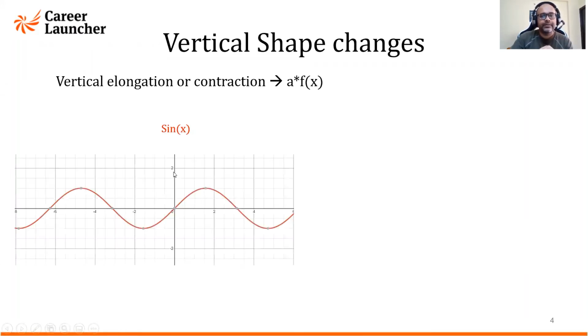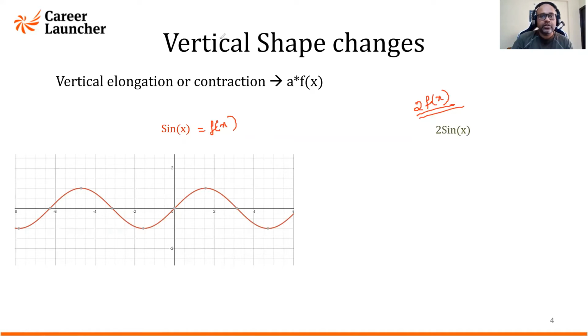You have sin x. There's your graph. You know what the graph of sin x is. Now I want to find out the graph of 2 times sin x, which means I'm multiplying your f of x. This is your f of x. I'm multiplying and writing it as 2 times f of x. So this is what I want to find.